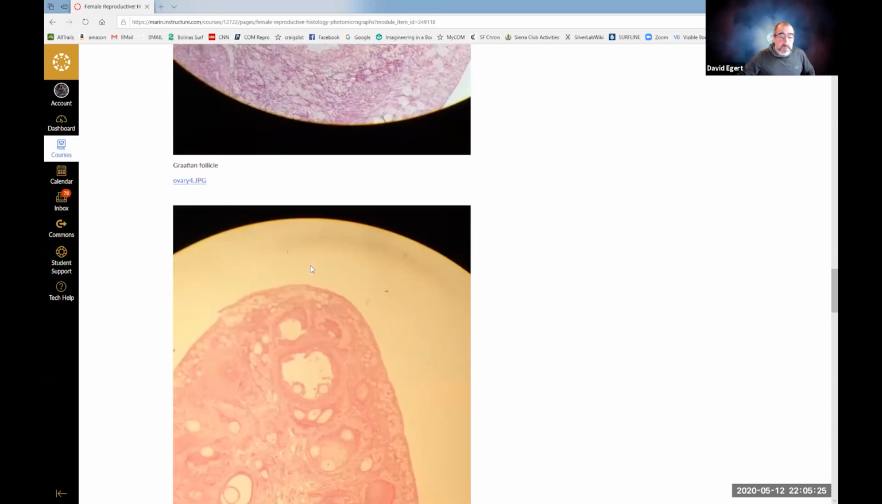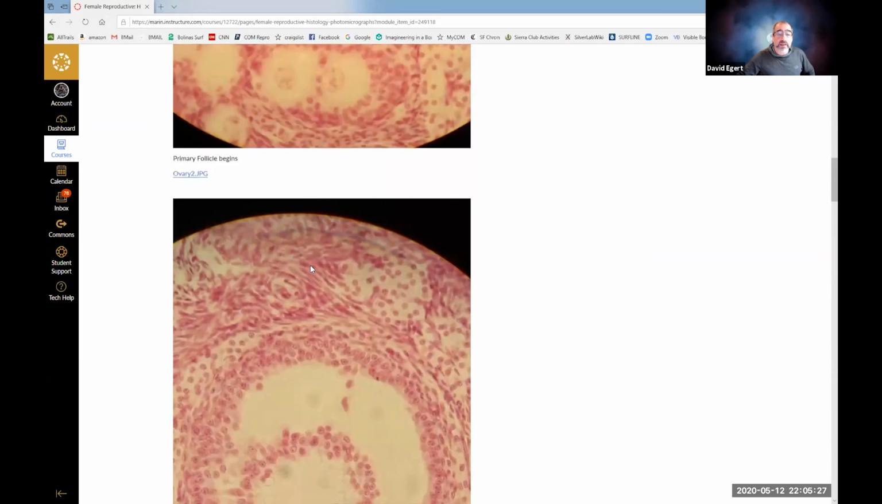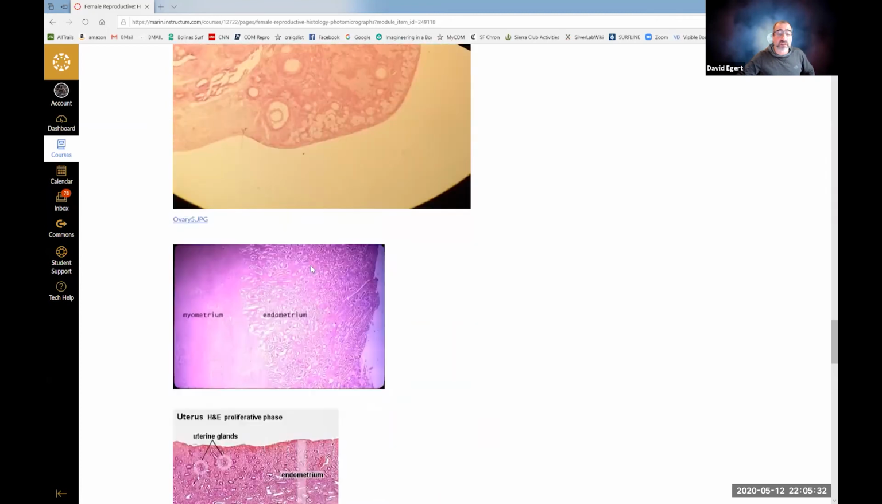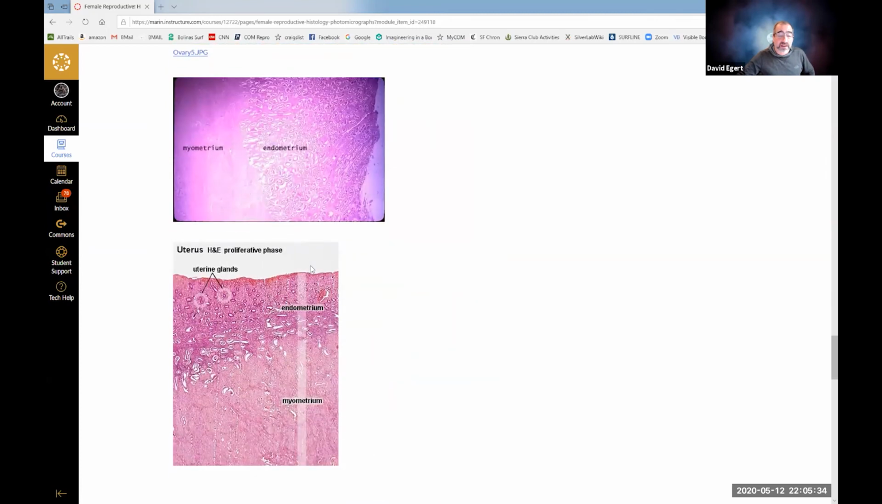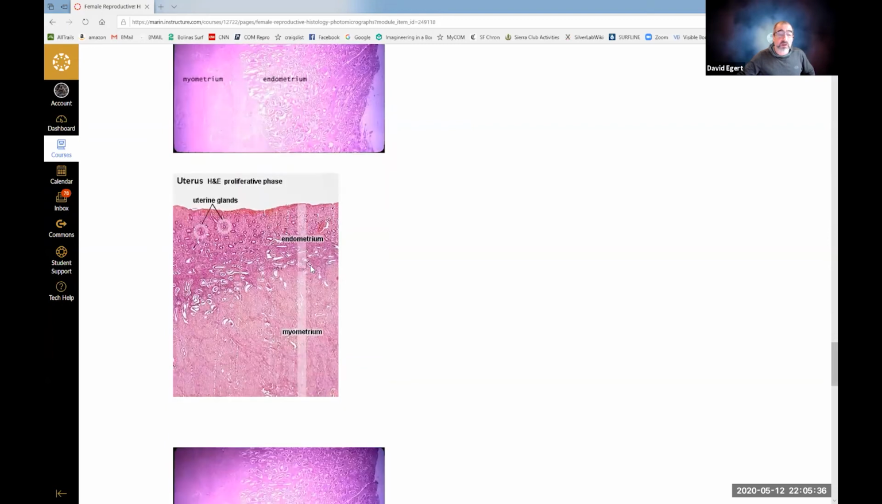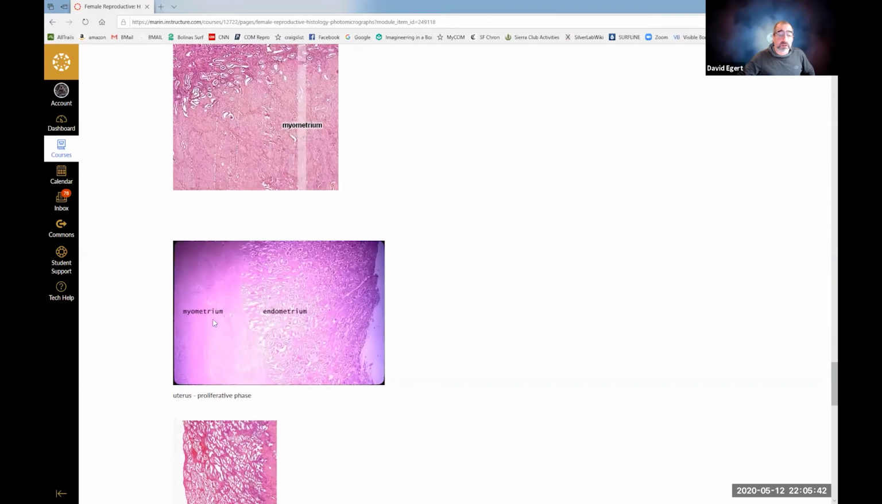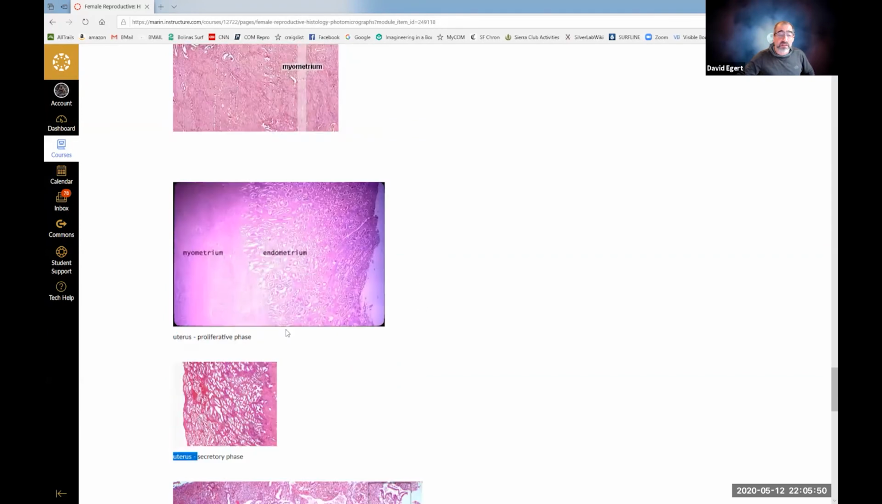So, you should recognize ovaries and the different phases of follicular development. You should actually know the different layers of the endometrium. You should know there's the myometrium, which is smooth muscle, and the endometrium, which is the layer that grows and sloughs off and regrows, and the different stages.